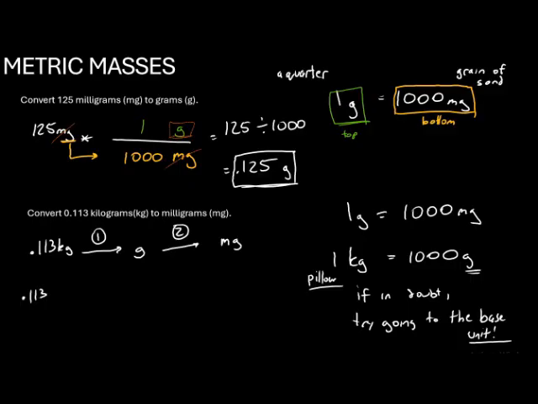We begin with 0.113 kilograms, multiply it by our first fraction, where we'll get out of kilograms and get into grams. Then we multiply by a second fraction. In this fraction, we're going to take the grams from the first step, send them to the bottom. And then our goal is to get milligrams as our final answer, so we place that on the top.